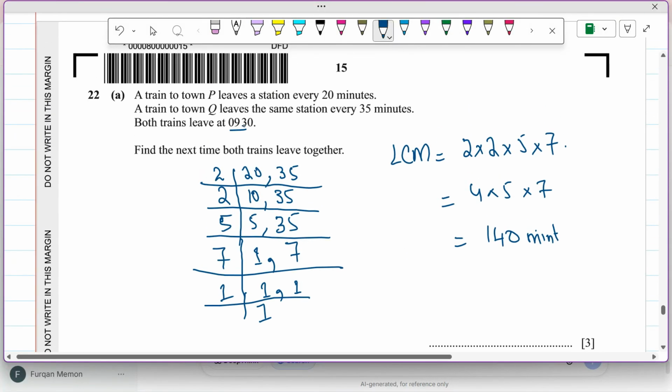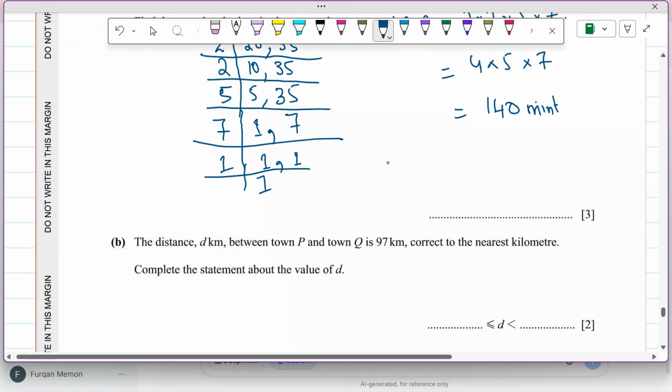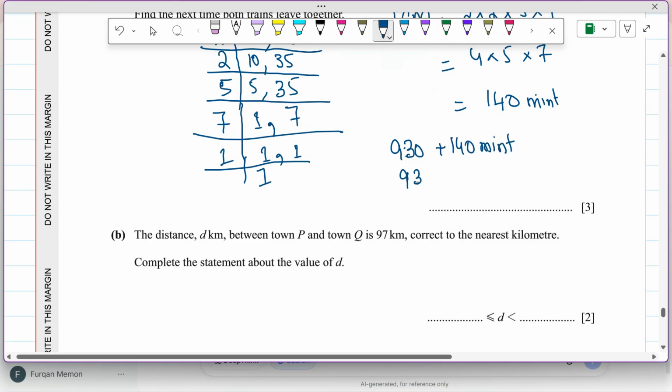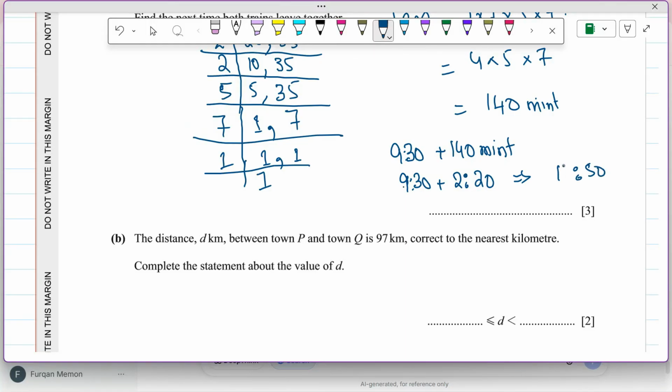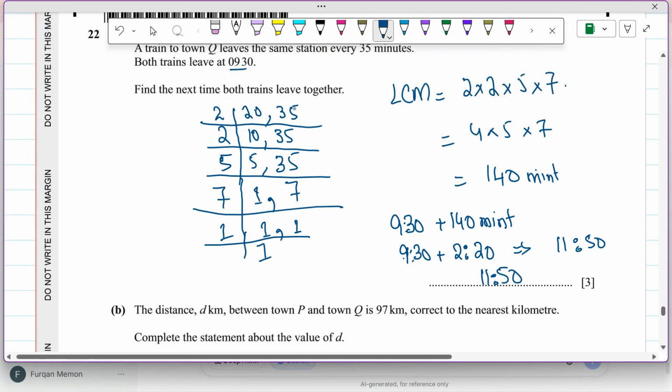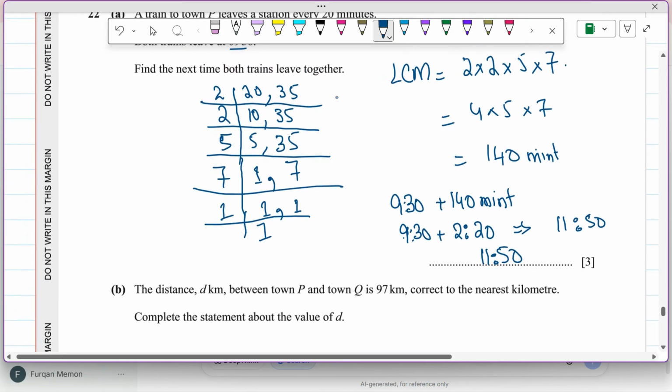So we have the time 9:30 plus 140 minutes. That is 9:30 plus 2 hours and 20 minutes, because 120 minutes is 2 hours, so 140 minutes means 2 hours and 20 minutes. Adding these, we have 30 plus 20, so 50, and then 9 plus 2 is 11. So at 11:50, they will leave the station together again.